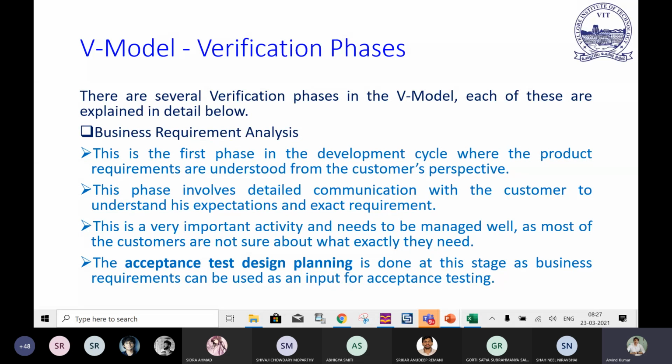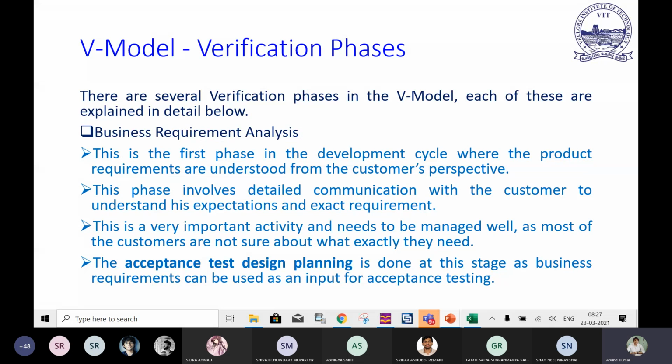The first phase in this development model is the business requirement analysis. Generally it is written as requirement analysis. As you know what is done over here, it is the first phase in the development cycle where the product requirements are understood from the customer's perspective. The phase involves detailed communication with the customer to understand their expectations and exact requirements. So if you remember all those things correctly, you can fit those characteristics into every model.